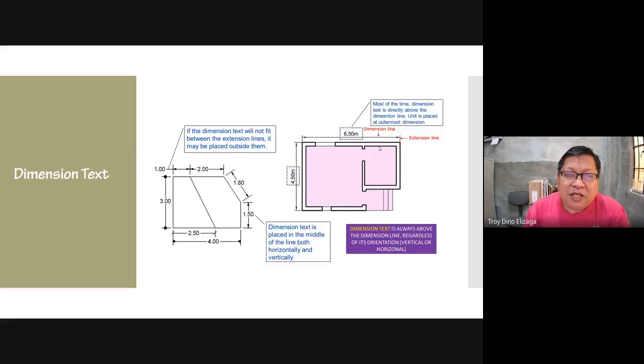So if the dimension text will not fit between the extension lines, it may be placed outside. So here's an example. The 1.00 is placed right beside it. There are many ways to place the dimension text outside the dimension line. It can be with a leader, or it can be done this way.